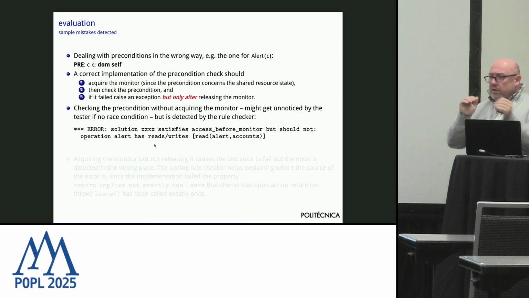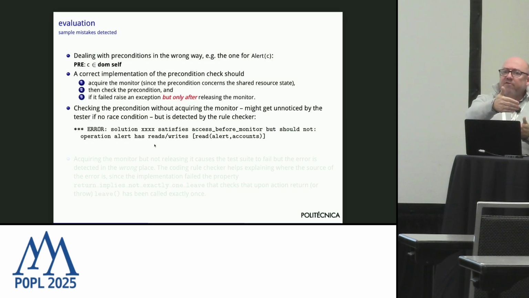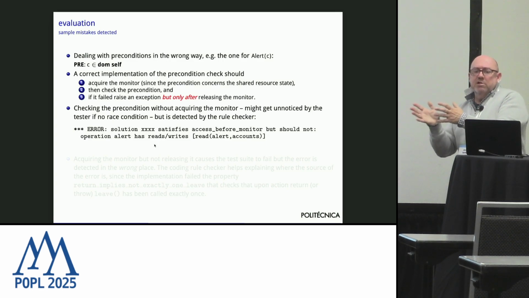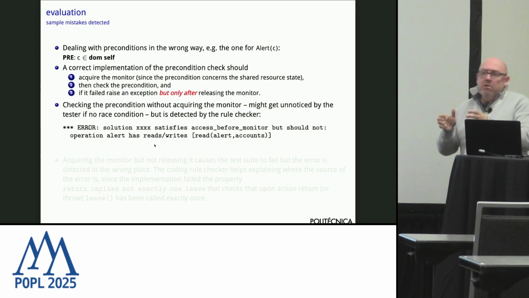So if our coding rule checker detects that you're trying to access the state, but you didn't perform an enter on the monitor first in order to ask permission for exclusive access, that would be the error that is produced. So we know that some submission is wrong, even if a unit test does not fail.